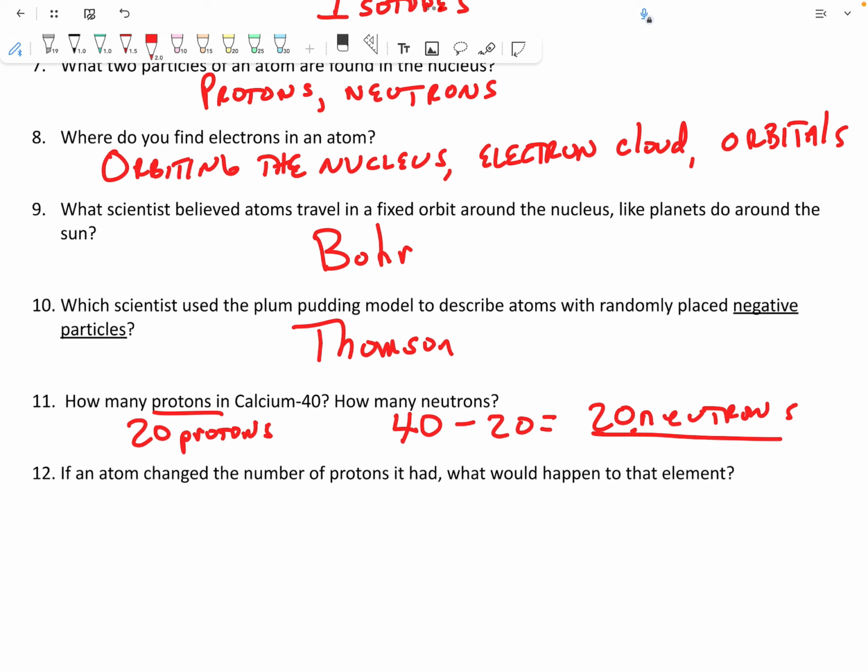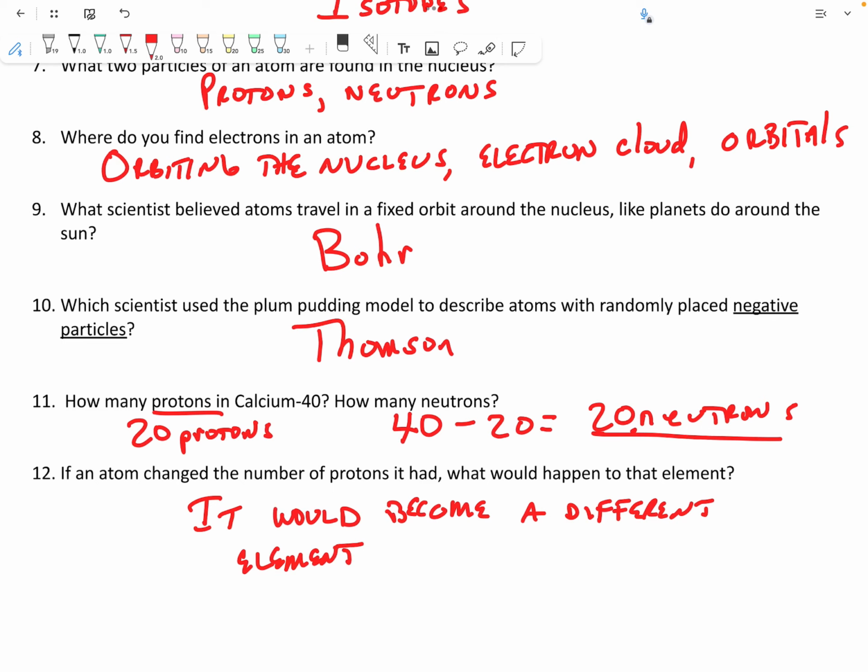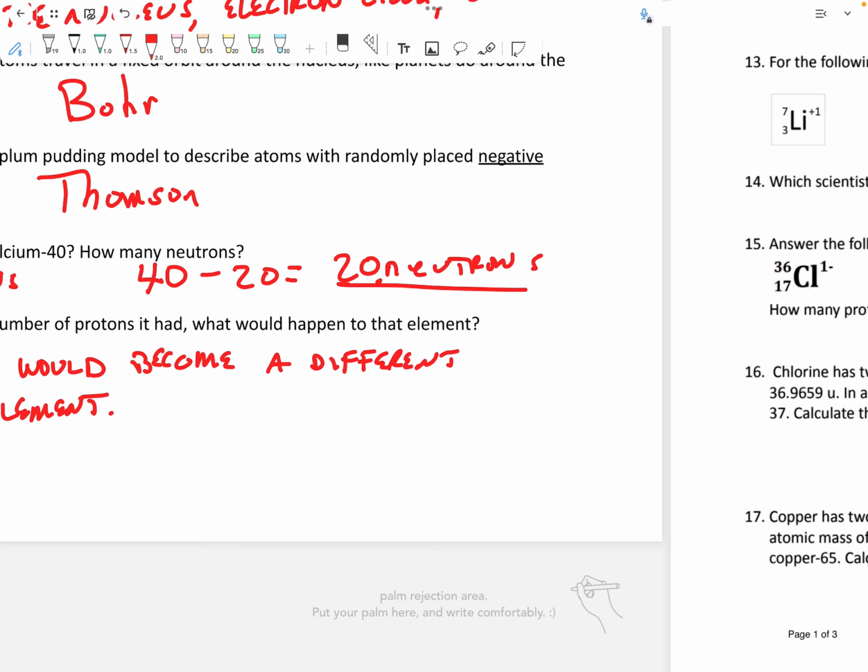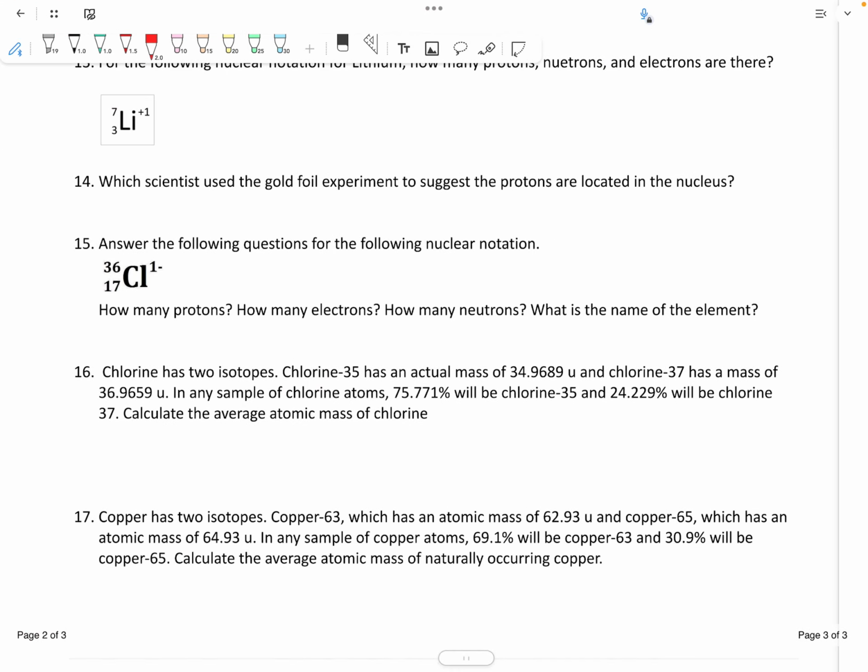Number 12, if an atom changed the number of protons it had, what would happen to that element? It would become a different element. It wouldn't be the same. See, the number of protons determines what that element is going to be. Okay, let's go to the next page, backside.